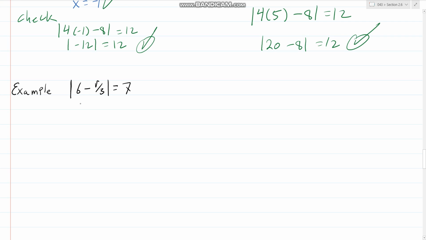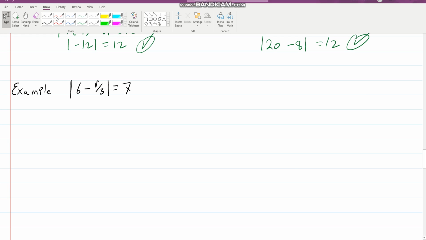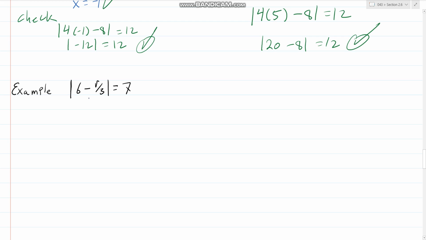This next example is the absolute value of 6 minus r over 3, and that is equal to 7. So let's again take both cases. Case A might be that it was negative on the inside, and the absolute value might have made it positive. In case B, we might have that it was positive all along. R over 3 equals 7. Okay, let's see what happens.